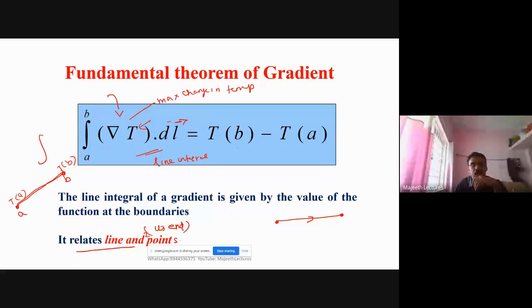It is a line integral. Don't do the line integral. Instead, find the value at a particular point. This is what the gradient theorem is. This you must understand. By knowing this only, you can understand Stokes theorem and divergence theorem. That's why I'm giving importance to this theorem. Line and its end. So here you see, this is applicable only when we have del T. Suppose if the equation has T dot dl from A to B, it is not applicable. Why is it not applicable? Let us see with one example.